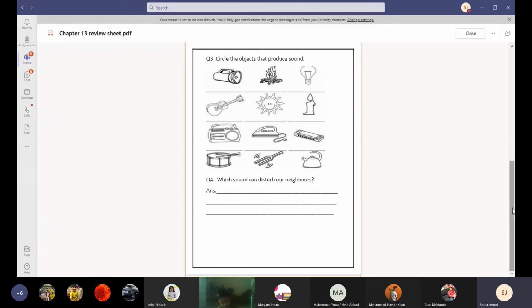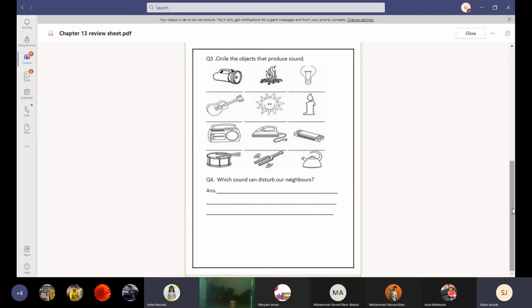Okay, now I have a question. How many students are doing reading on daily basis of these chapters? What kind of sound? Okay, what kind of sounds that does it make? We makes loud sound, soft sound, different sound, give.